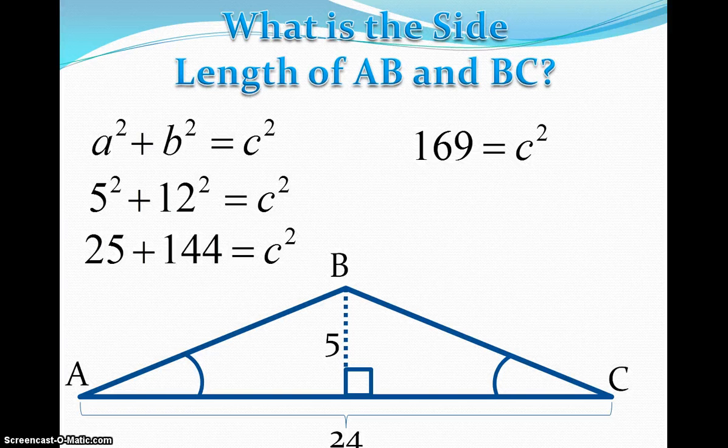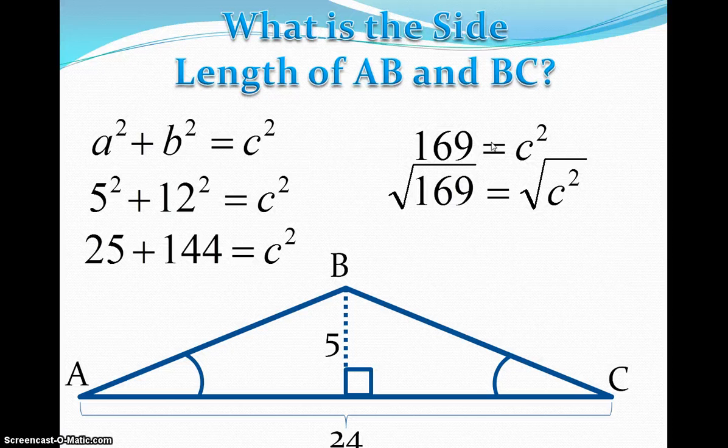Now I want to figure out what just C is. So how do I get rid of squaring something? Well, I take the square root of both sides. The square and the square root cancel each other out, and I'm left with the square root of 169, which hopefully, without a calculator, you can realize is equal to 13. And so I can confidently say that the measure of AB, which I know is equal to the measure of BC, is 13 units.